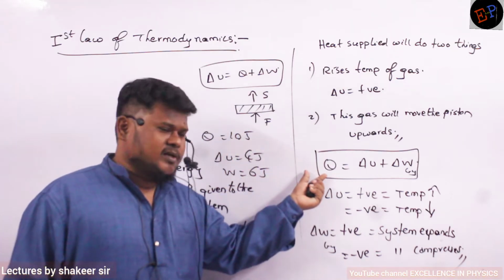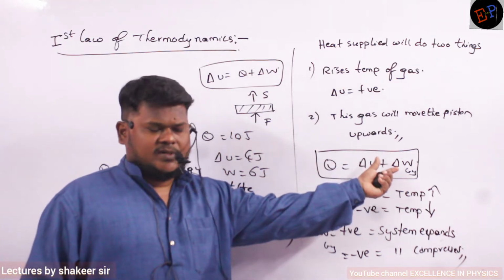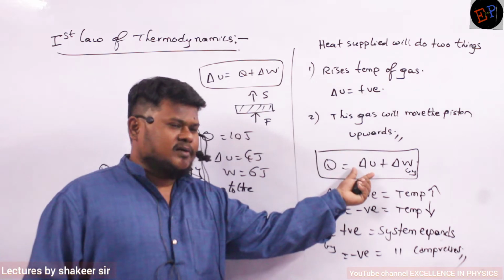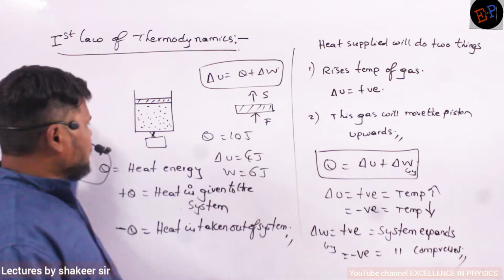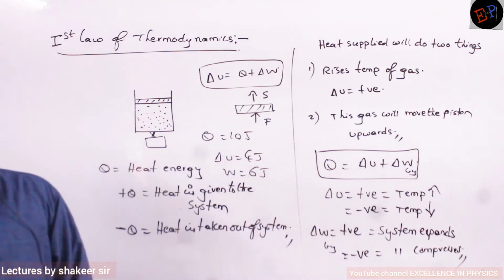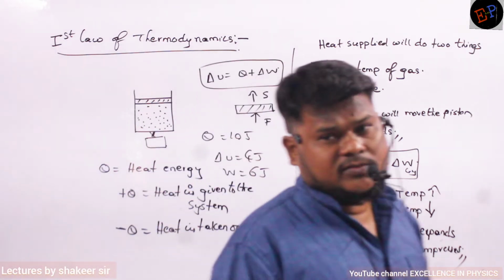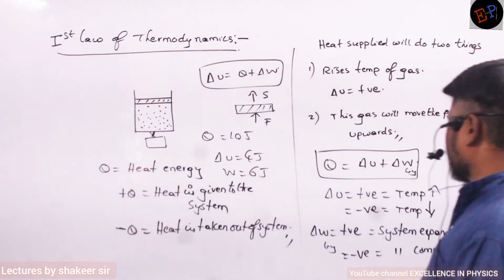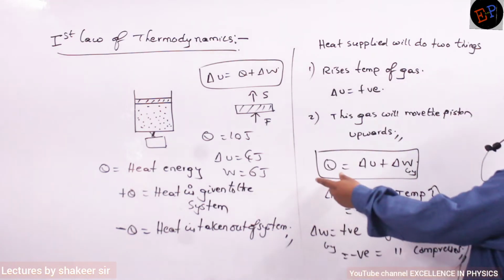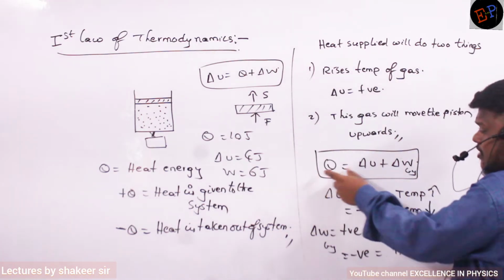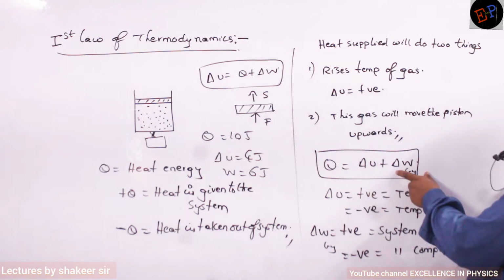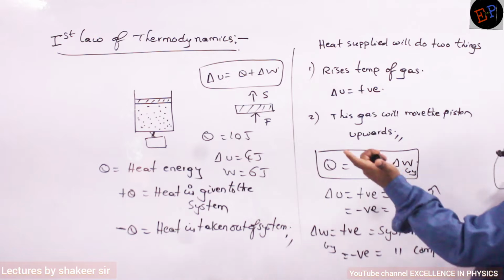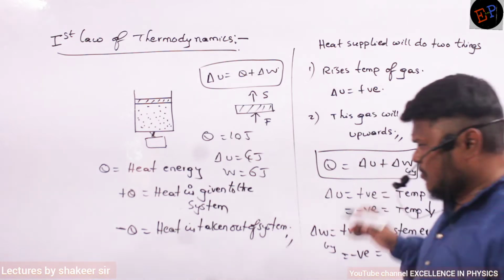The amount of heat which you supply will do two things. First of all, it can change internal energy. Some work can be done by the system also. So this is called the first law of thermodynamics according to physics. Therefore, Q may be positive, Q may be negative. Delta U may be positive, delta U may be negative. Work done by the gas can be positive, work done by the gas can be negative. Anything can happen. Come on, make a note.